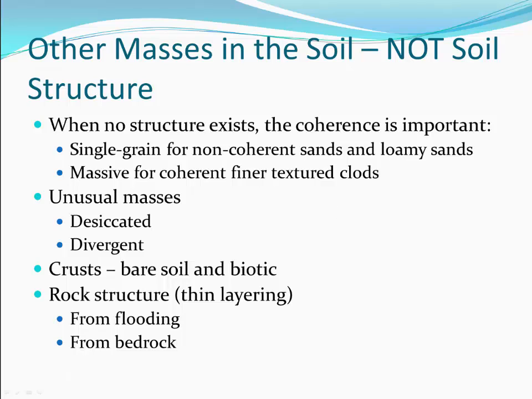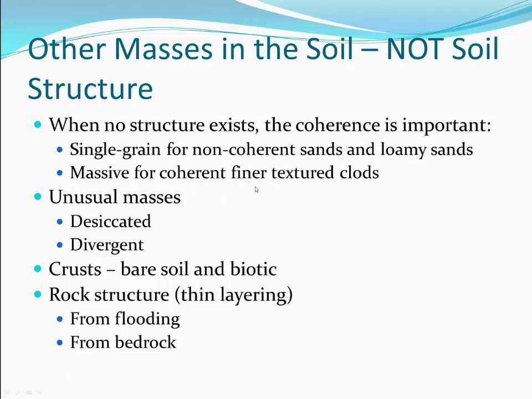Now let's talk about other masses in the soil that are actually not soil structure. Without soil structure, we have clods with incoherent textures. In other words, if the texture has enough clay and silt and organic matter in it to be coherent, then if we don't have structure, we will form massive clods.